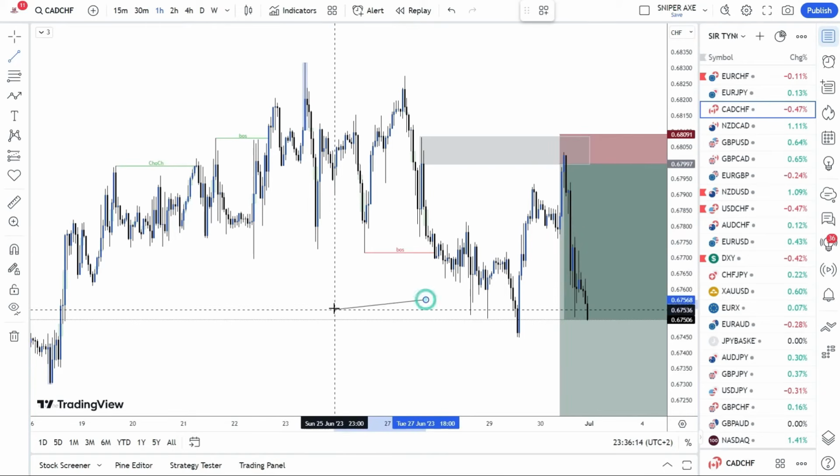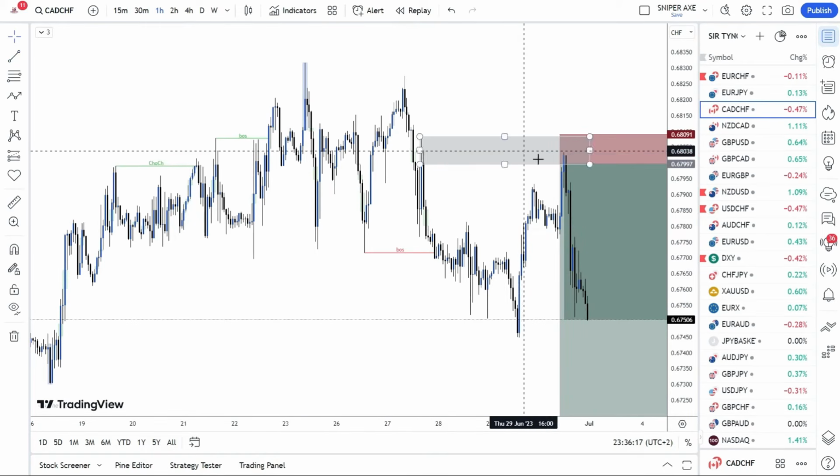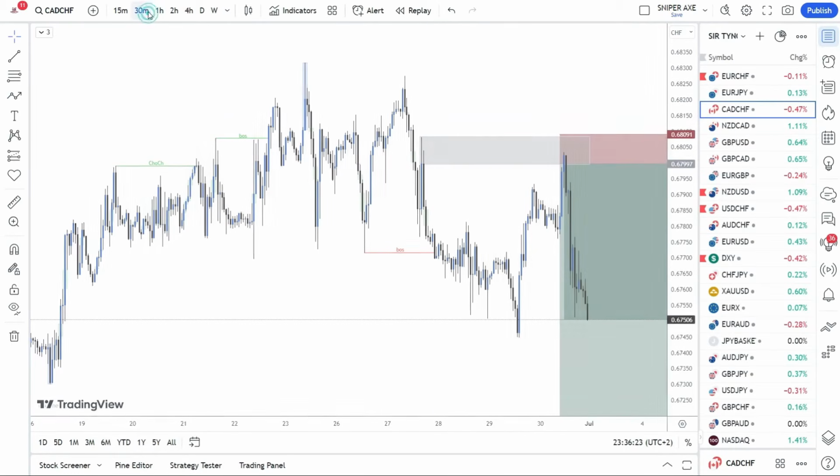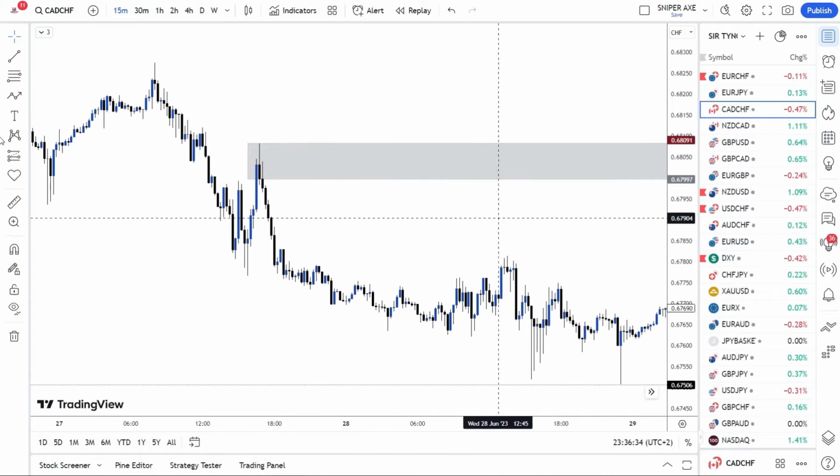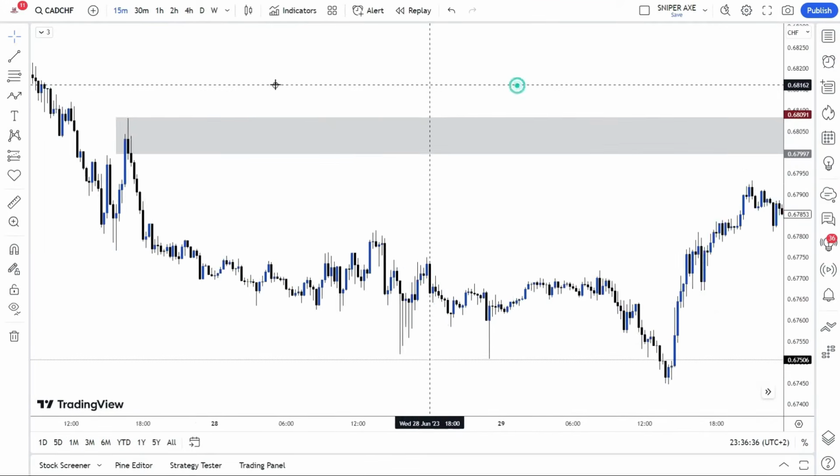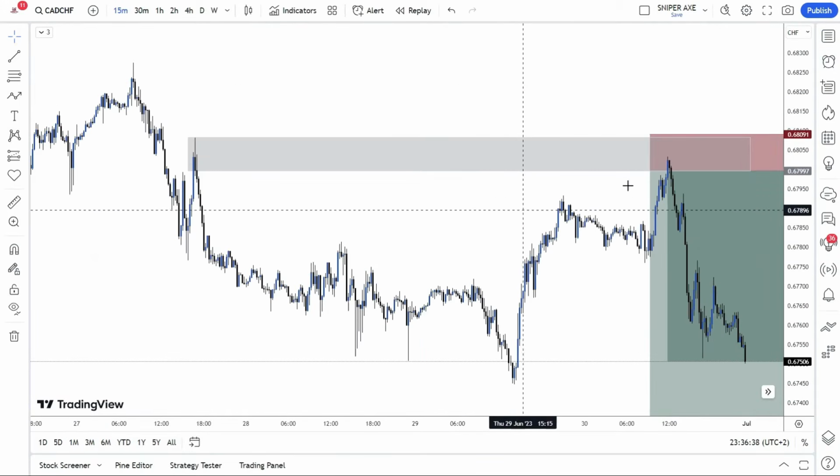After my BOS, I waited for my price to come all the way to these highs. On M30, it wasn't so clear, and on H1 it wasn't so clear either. So what I did, I went to my M15. If you look at what happened, let me make my screen bigger so that you can see. This is what I'm talking about.